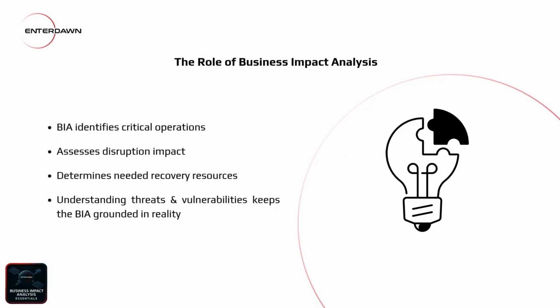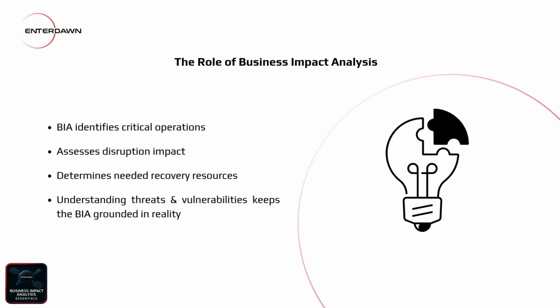Now, let's explore how the BIA fits into the big picture of business continuity. BIA is the structured process of identifying your critical operations, assessing the impact of disruptions, and determining what resources are needed for recovery. Understanding threats and vulnerabilities helps ensure that BIA is rooted in reality, not assumptions.